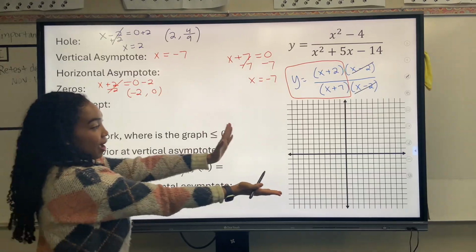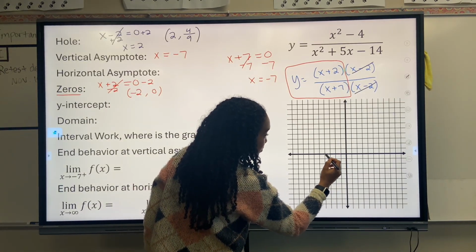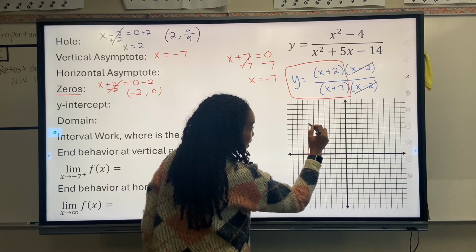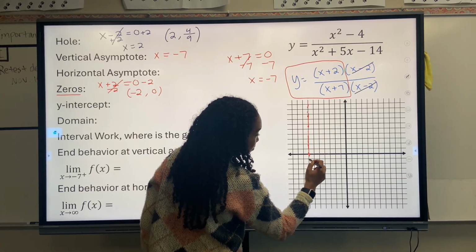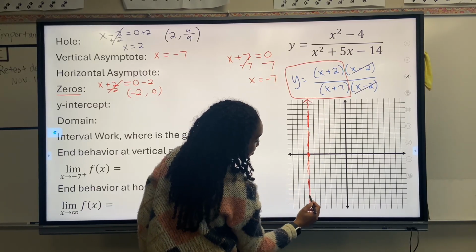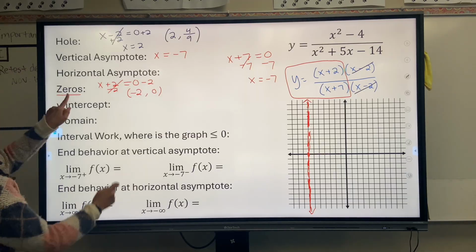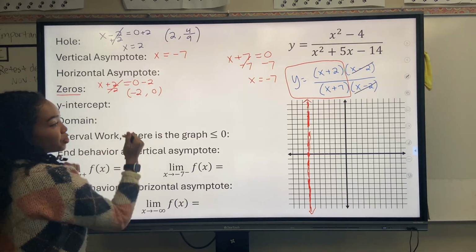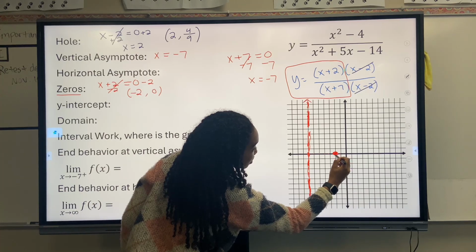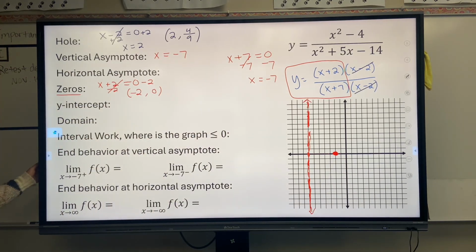So if I were to graph this, I would go to negative 7. Here's negative 7. I'm going to draw a line through it. This is my vertical asymptote. It's at x equals negative 7. Also, I have a 0 at negative 2. So at negative 2, I'll put my x-intercept right there. Okay, next.